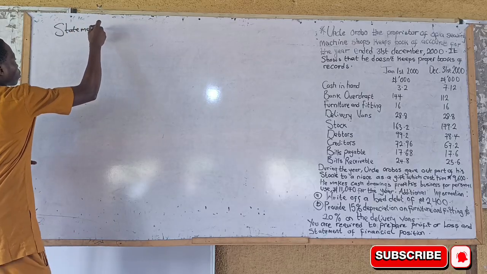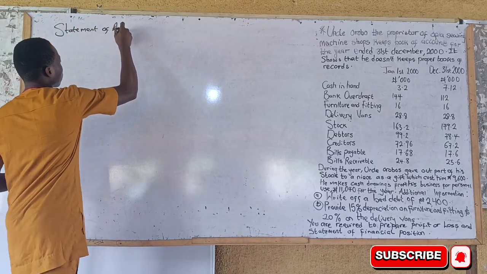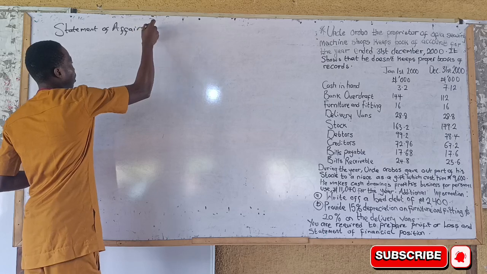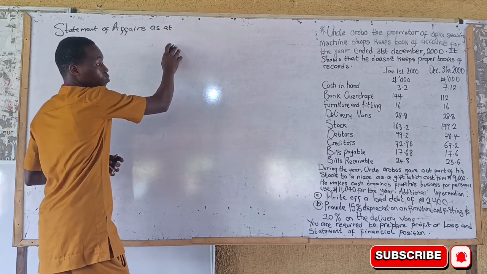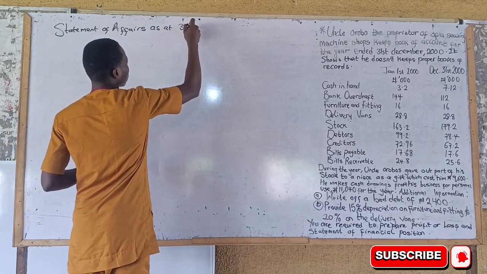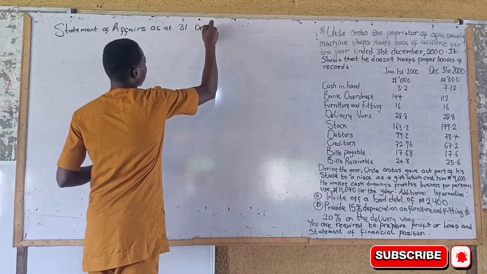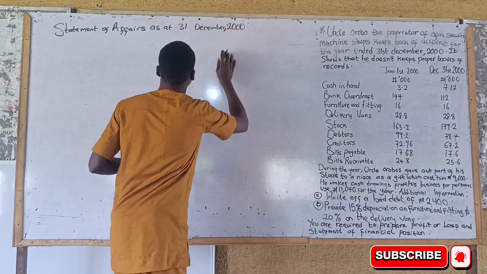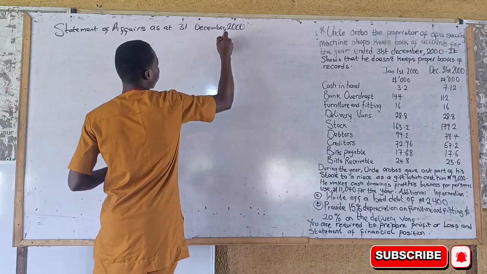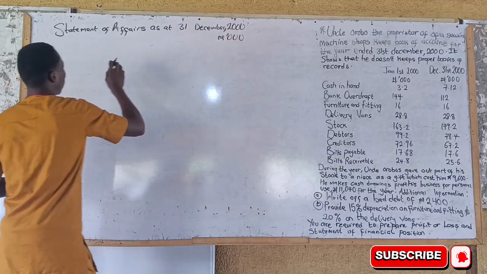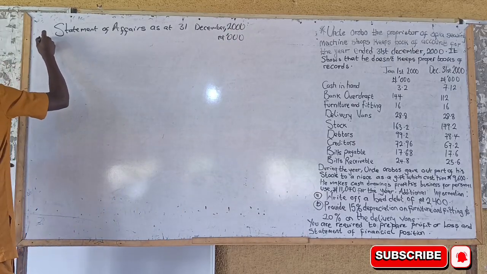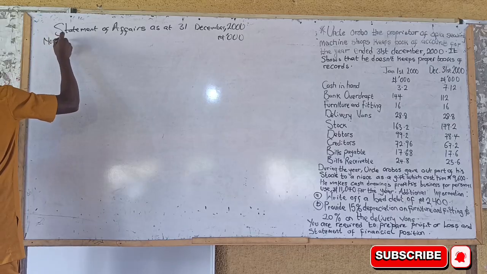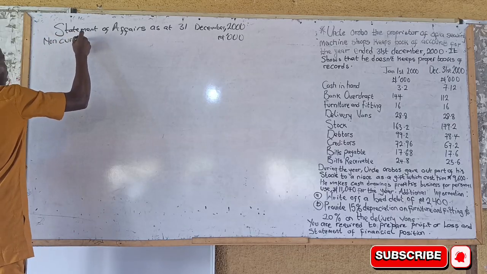So the closing statement of affairs. Statement of affairs as at 31st December 2000. So we are going to start with our non-current assets.